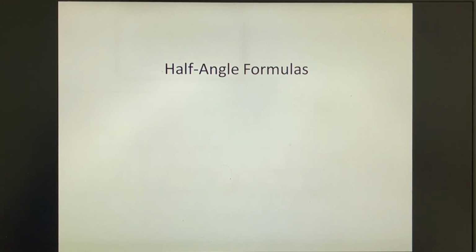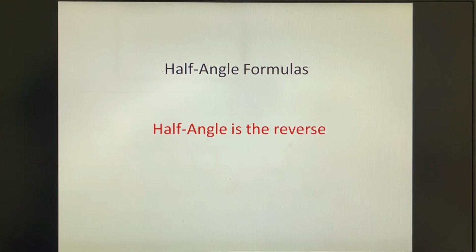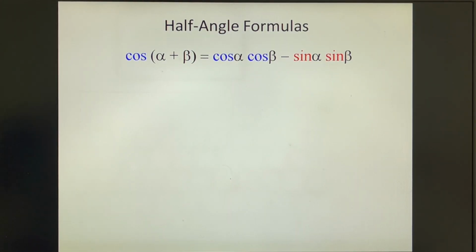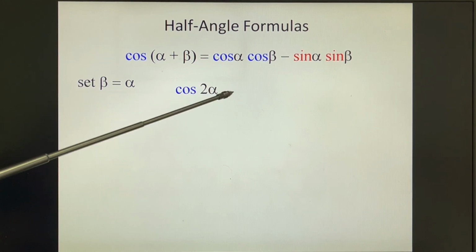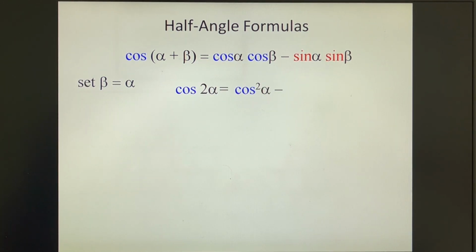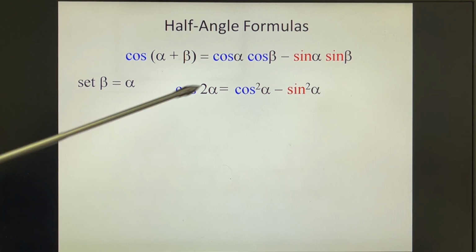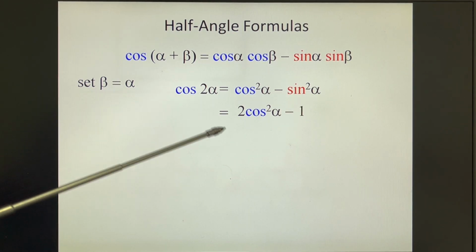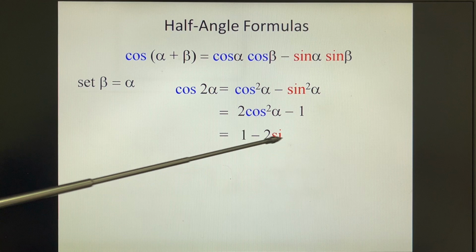Next, half angle formula. We know half angle is the reverse of double angle. So we approach starting from double angle and then try to get half angle. Cosine, set beta equal to alpha. So we know that cosine 2 alpha equals cosine squared alpha minus sine squared alpha. Also equal to 2 cosine squared alpha minus 1.